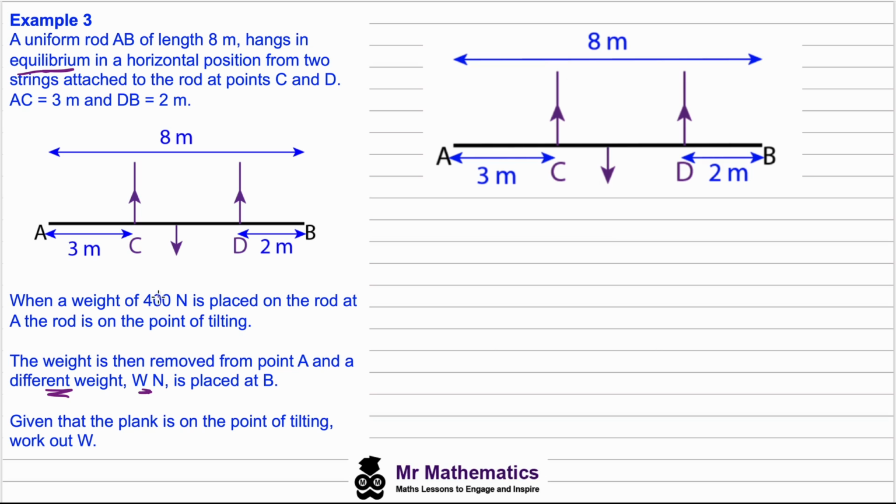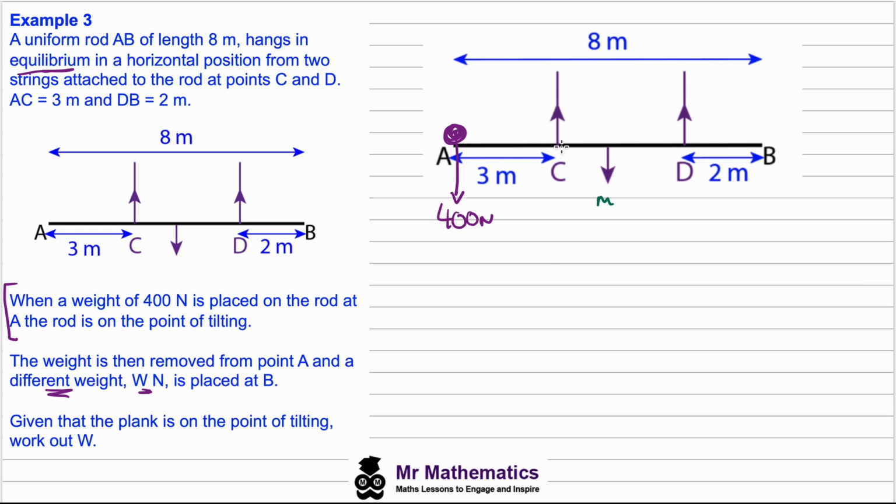Okay, so the first thing we'll do is think about what's happening here. When a weight of 400 newtons is placed on the rod at A, we'll have this 400 newtons acting downwards. And because it's not given in kilograms, we don't need to think about the gravity because that's included. So that'd be 400 newtons. And we can use this 400 newtons to work out the force of the rod acting downwards here. So this will be the weight, which we'll call M.